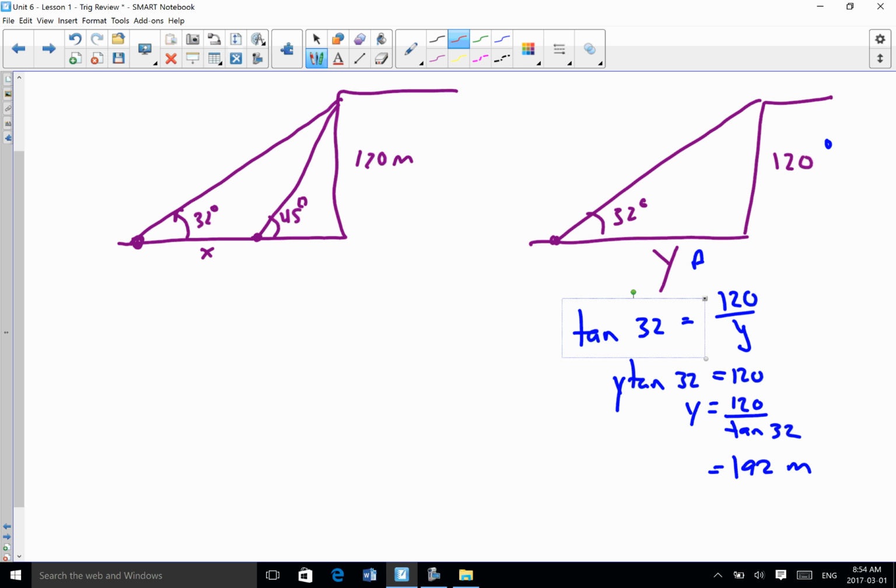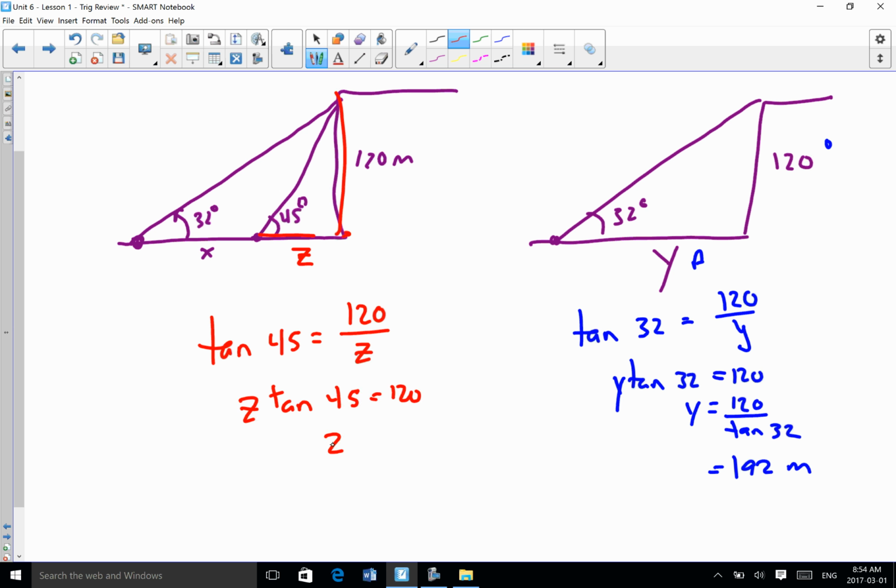If I look at what happened next, she's now standing this far from the building. Well, that's a second right angle triangle right here, the small one. So if I do tan again, the tan of 45 equals 120 over z, which is the exact same math, just a different angle. I get how far she is from the building now. It turns out that's 120 meters.